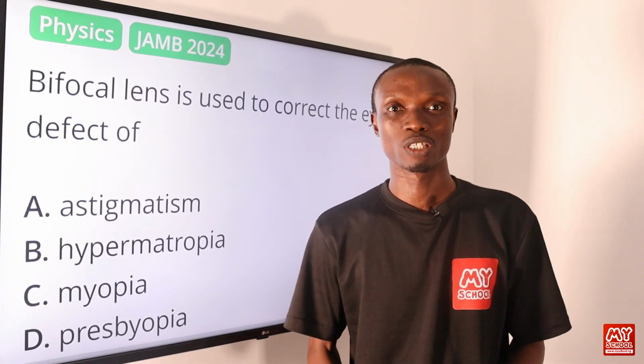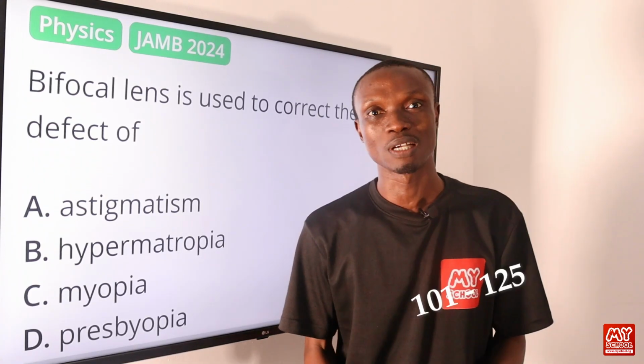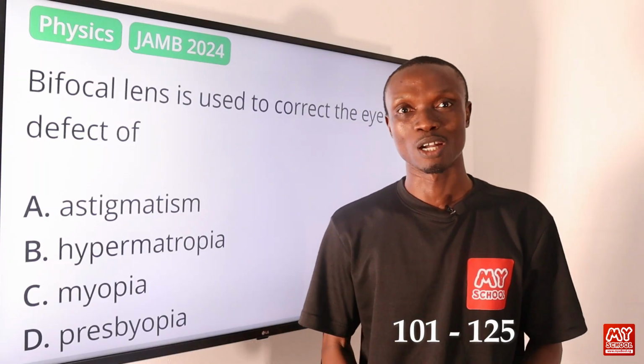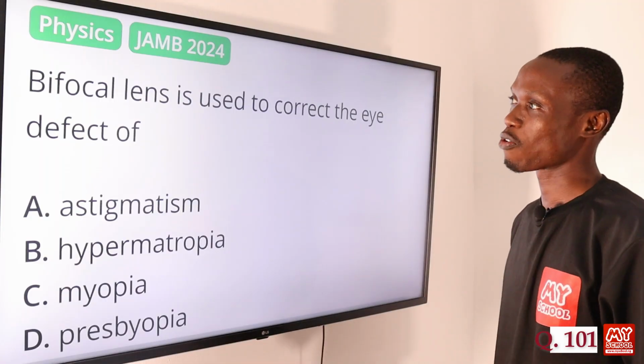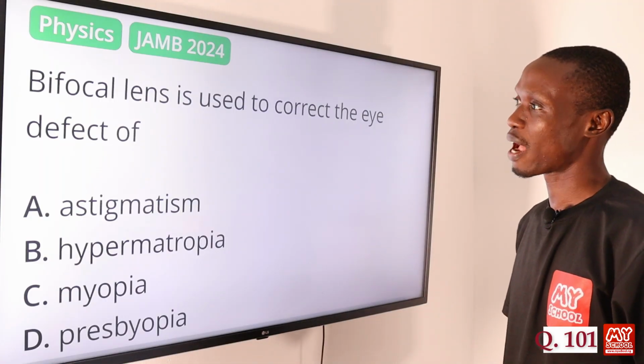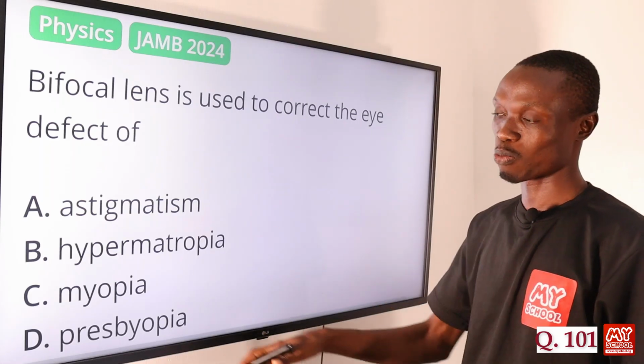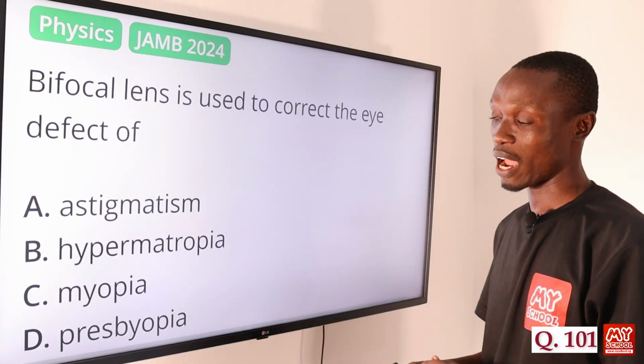In today's video, we shall be answering questions 101 to 125. So let's begin with question 101. Bifocal lens is used to correct the eye defect of. So all the options provided there are all examples of eye defect.